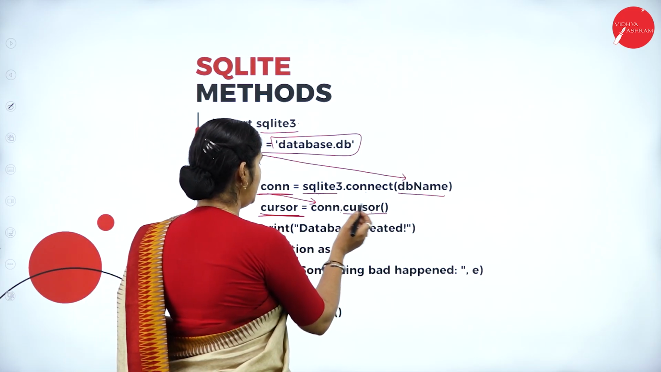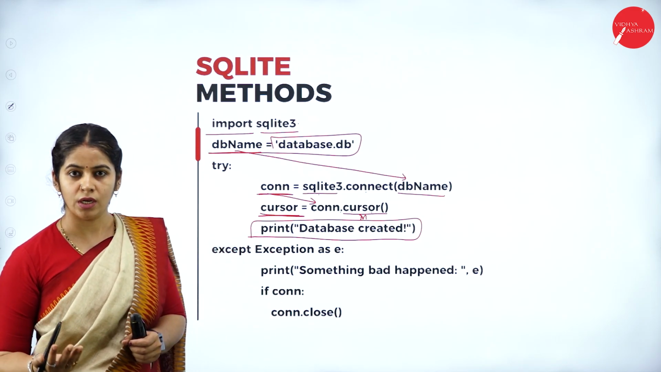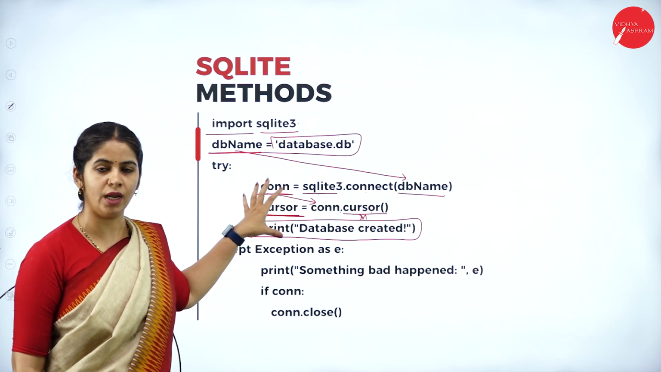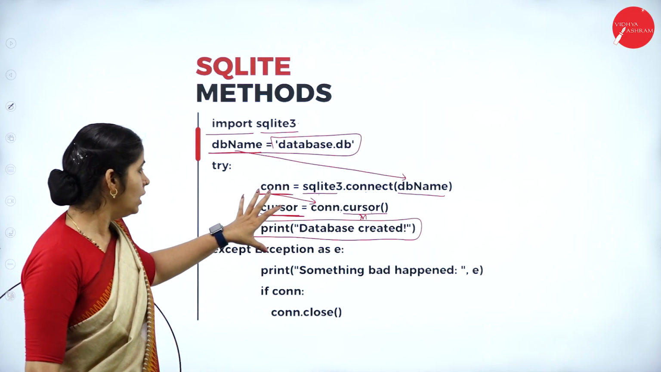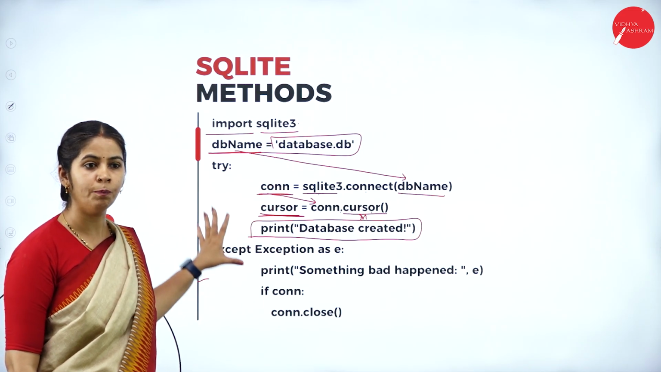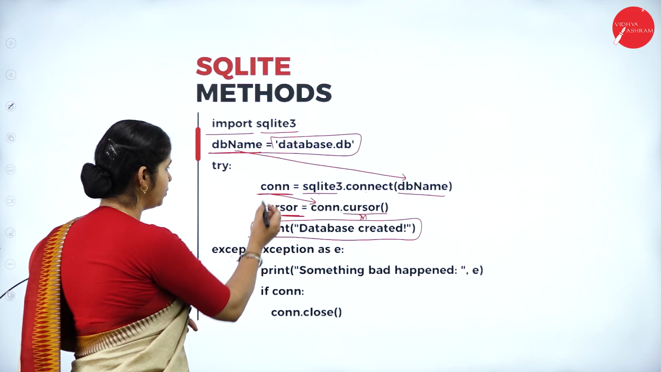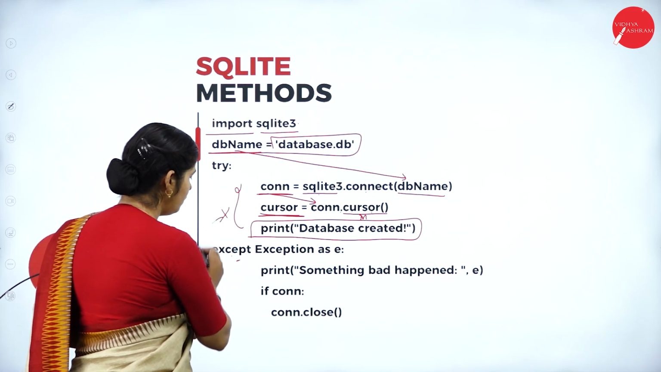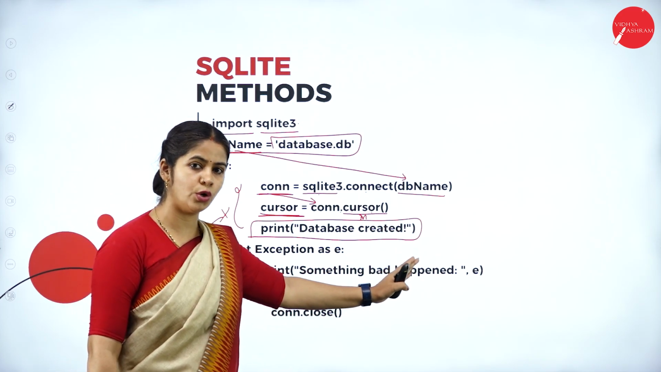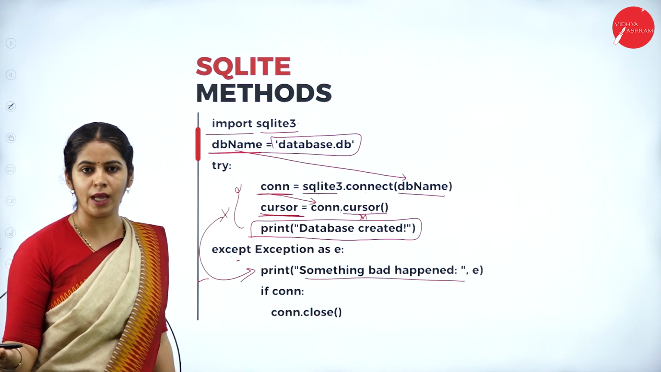After this, I have to print one message called database is created. If there is no connection, meaning we fail to establish the connection with the SQLite database, then it will go to the exception. It is an exception handling syntax, right? So it will go to the exception, and there we print a statement that something went wrong, and hence the connection is not established.